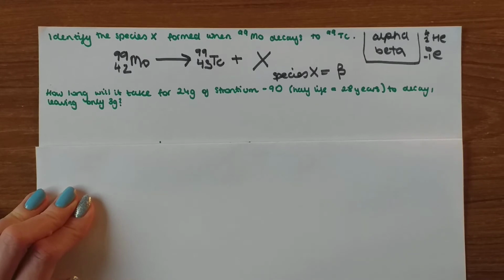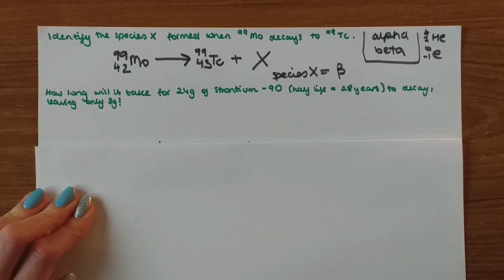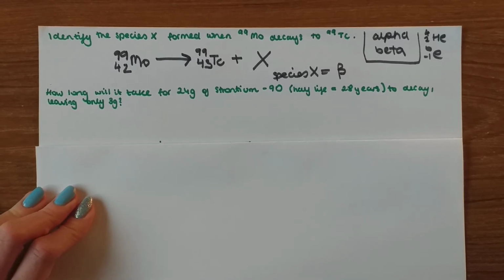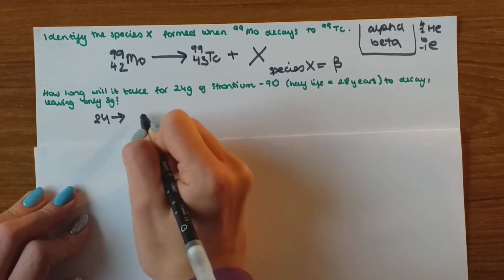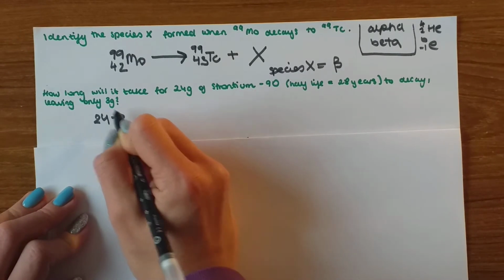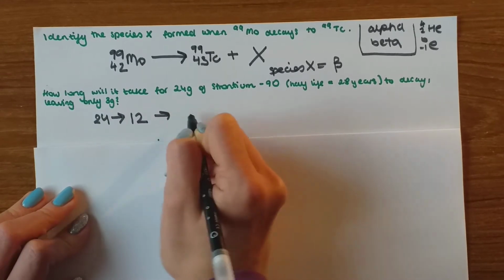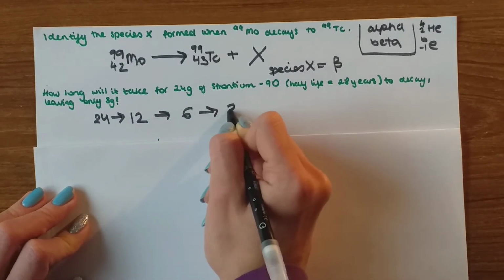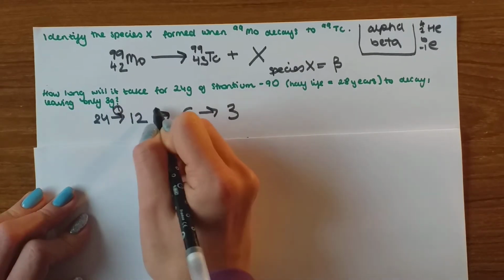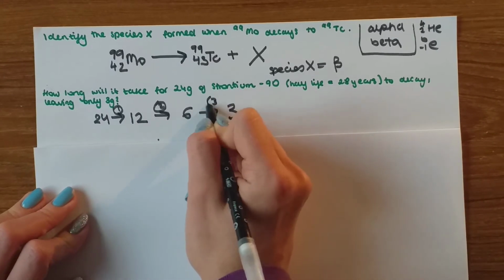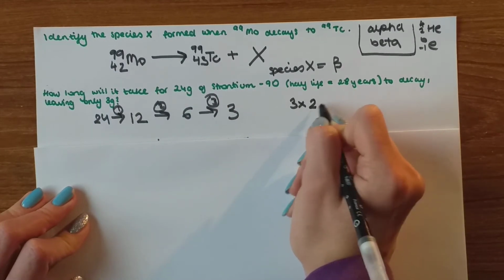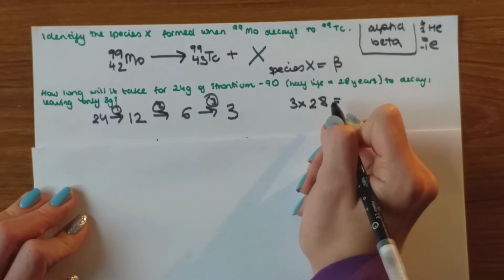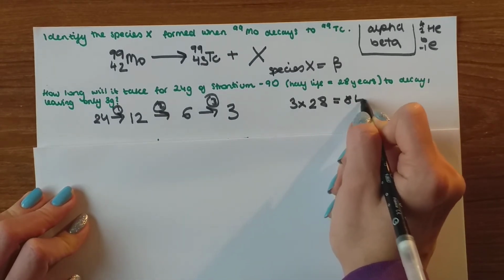Next question says, how long will it take for 25 grams of strontium-90, which has a half-life of 28 years, to decay, leaving only 3 grams? So what you've got to do is just halve the number each time until you get from 24 to 3. So half is 12, and half is 6, divided by half is 3. So we've got 1, 2, 3 half-lives. Each half-life is 28 years, so we've got 3 half-lives, each of 28 years, and this gives us 84 years.